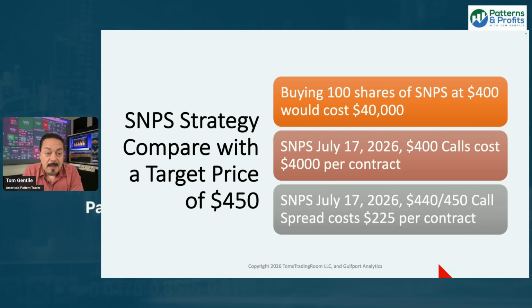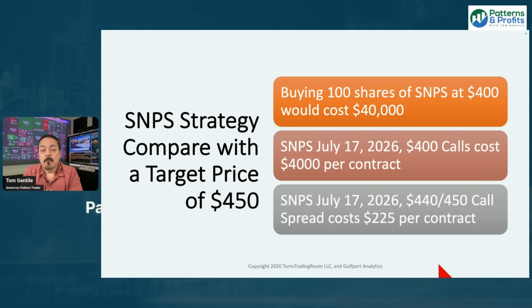Now, here's some math. If I buy 400 calls and stock goes to 450, what are those 400 calls worth? A minimum of 50 points apiece, or $5,000. If I pay $4,000 for something that could be worth $5,000, I only make $1,000 on that trade unless it happens a lot sooner.